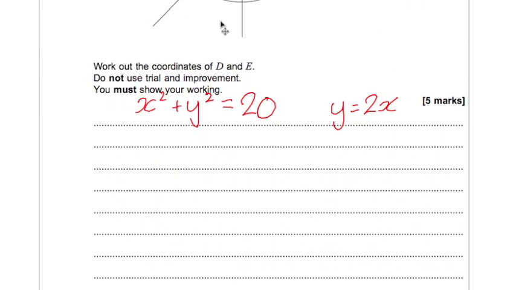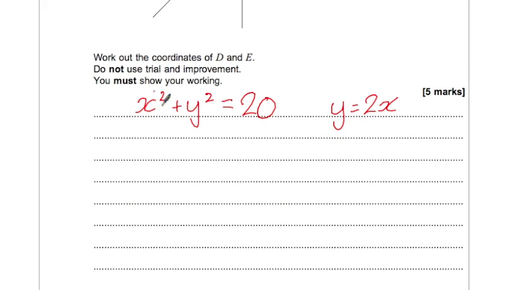Okay, so when you've got one of these which is a quadratic, I'd always use substitution. So wherever we see a y, we're going to write 2x. So we get x squared plus 2x squared.